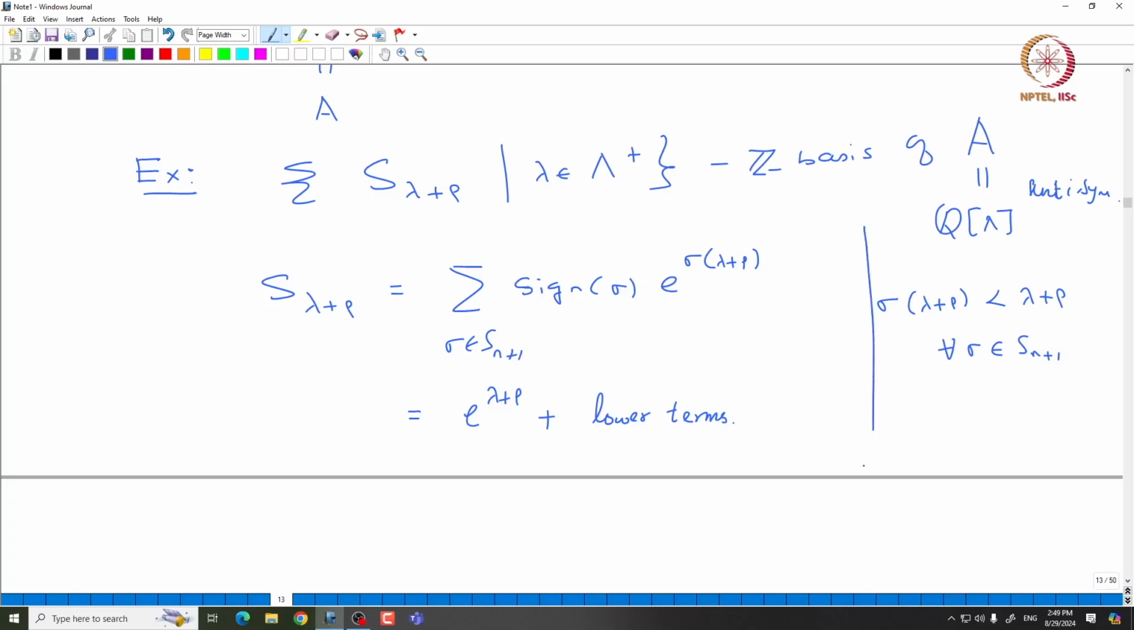So, that tells you that s_{lambda+rho} is given as e^{lambda+rho} plus lower terms. Now if you have some relations among the s_{lambda+rho}, that will yield relations among the e^{lambda+rho}. But the e^{lambda+rho} form a basis, not a basis, they form a spanning set, and it is actually linearly independent inside this Q[Lambda] by definition. So, that will imply that the s_{lambda+rho} are all linearly independent. So, that proves indeed this is a Z basis.